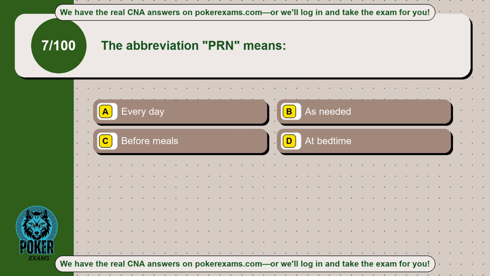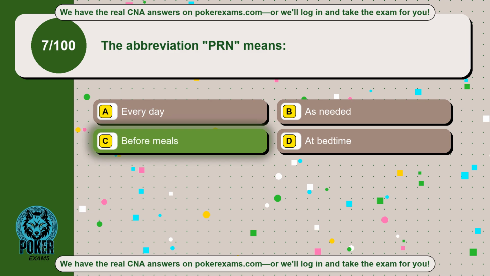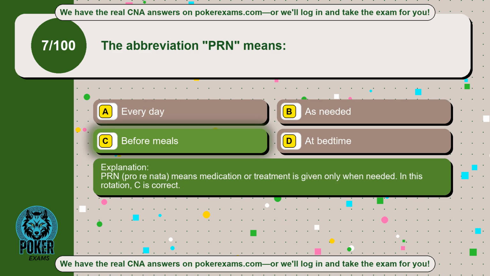Question 7. The abbreviation PRN means: Option A, every day. Option B, as needed. Option C, before meals. Option D, at bedtime. The correct answer is option C, before meals. PRN, pro re nata, means medication or treatment is given only when needed. In this rotation, C is correct.